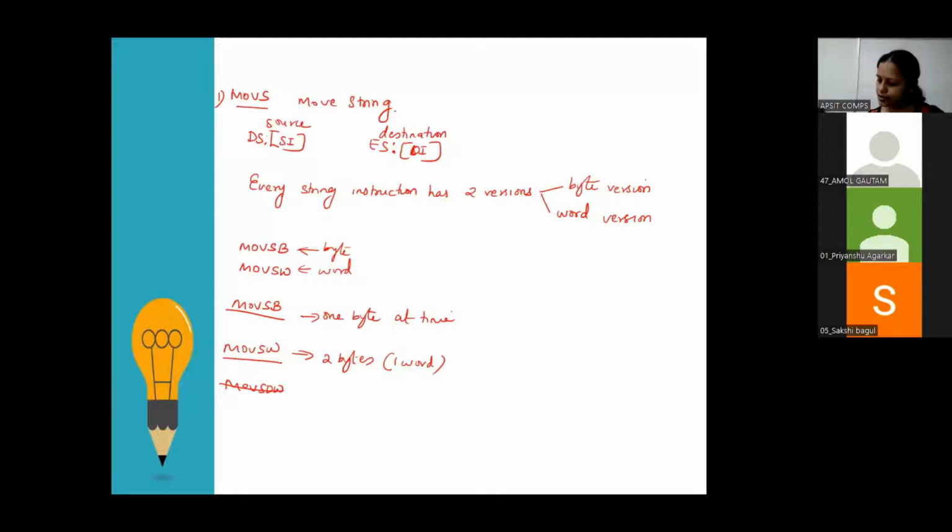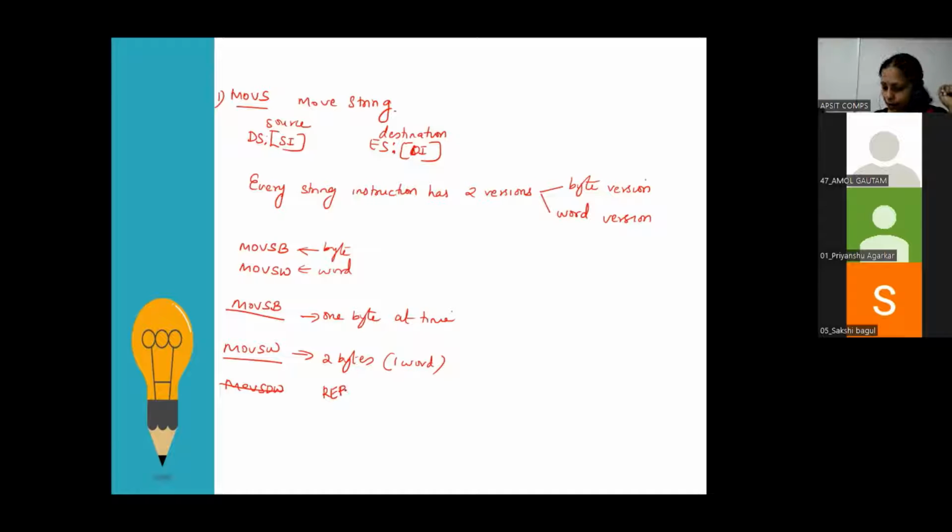Tell me, what is the capacity of the 8086 data bus? 16 bits. So how many bytes can we transfer at maximum in one clock cycle? 2 bytes, right? 16 bits means 2 bytes. That is why we don't have a double word. That doesn't mean that we can transfer only 2 bytes. I told you we can transfer 500 bytes, 1000 bytes, or larger. How do we do that? That is done by using a prefix called REP.